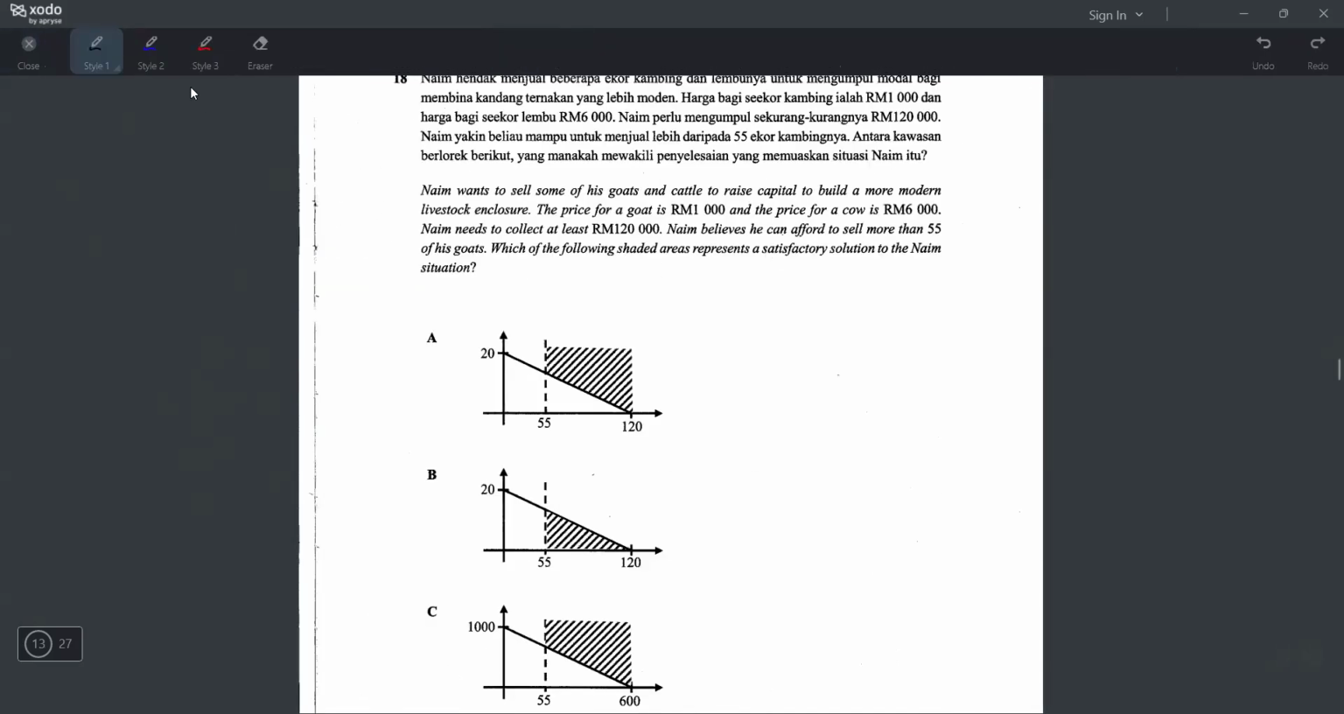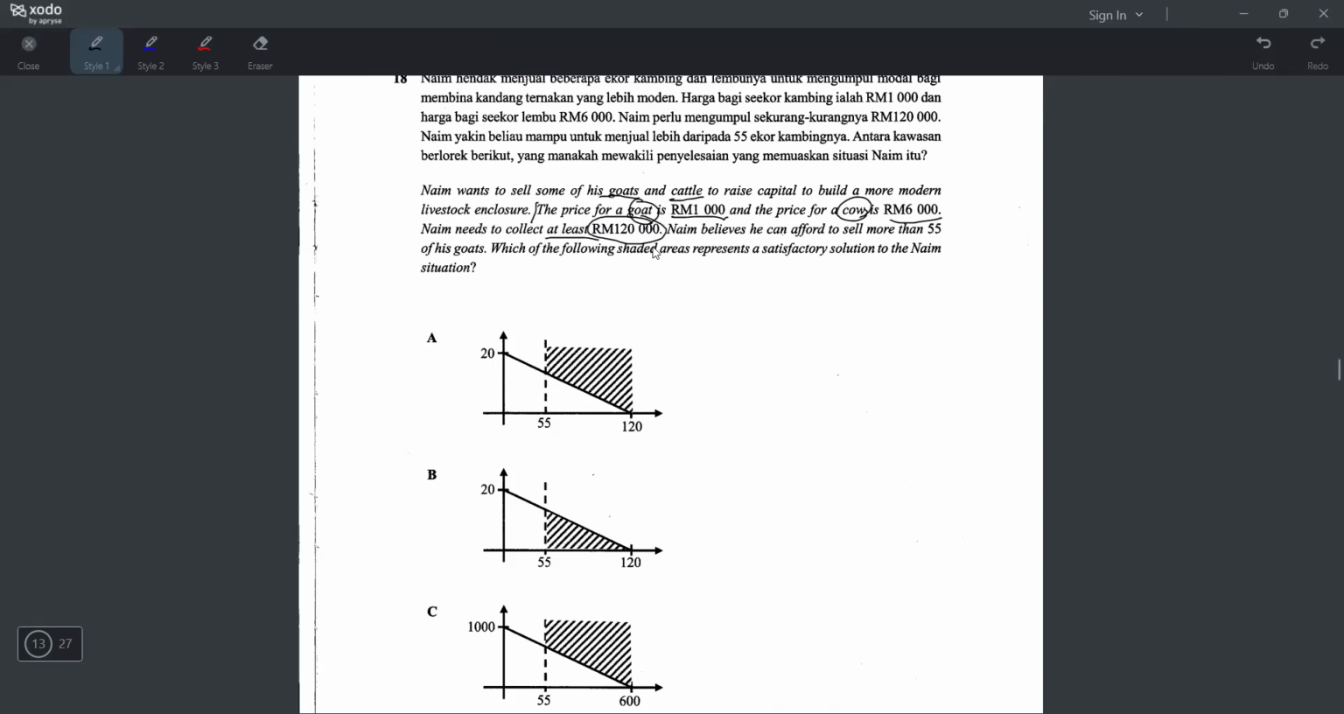Okay, let's continue with number 18. Naim wants to sell some of his goats and cattle to raise capital to build a more modern livestock enclosure. The price for a goat is 1,000 and the price of a cow is 6,000. Naim needs to collect at least 120,000. I think this is a linear inequality question because I see the words at least and I see a shaded region here. So I think this is a linear inequality soalan.